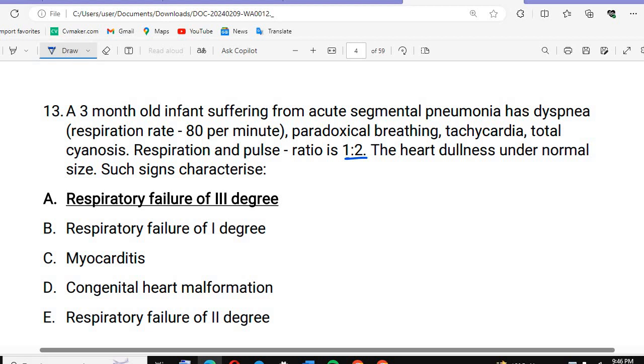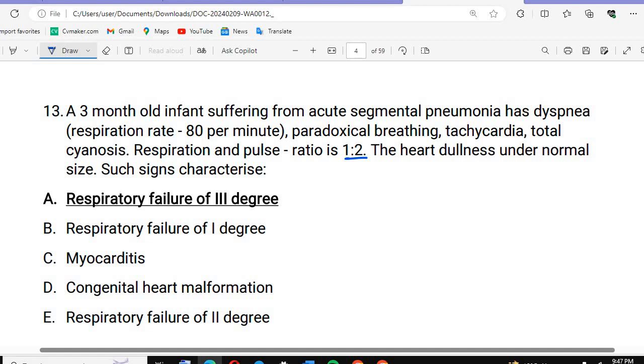See, in these questions, we have something related to what? We have something related to the patients having dyspnea and the respiratory rate is given. So based on that, we will classify the patients, based on the respiratory rate and the cyanosis. On that condition, we studied that there is a condition, respiratory failure.